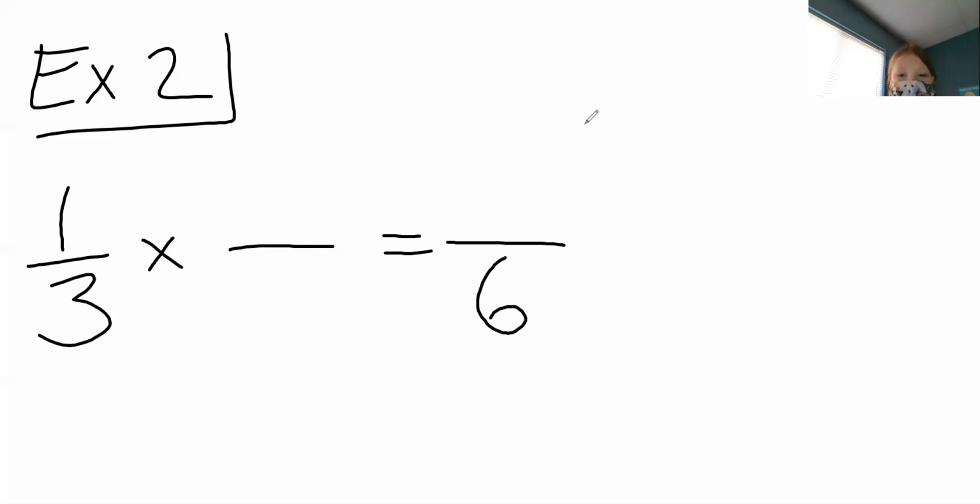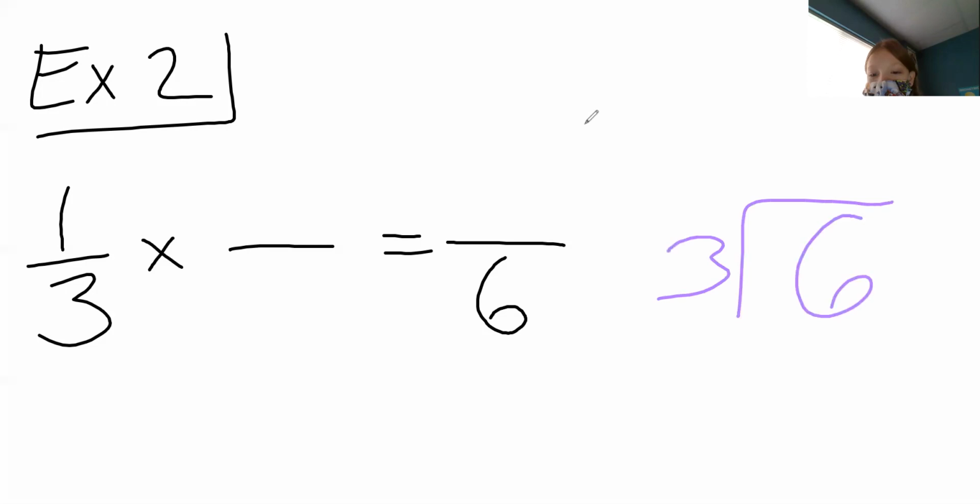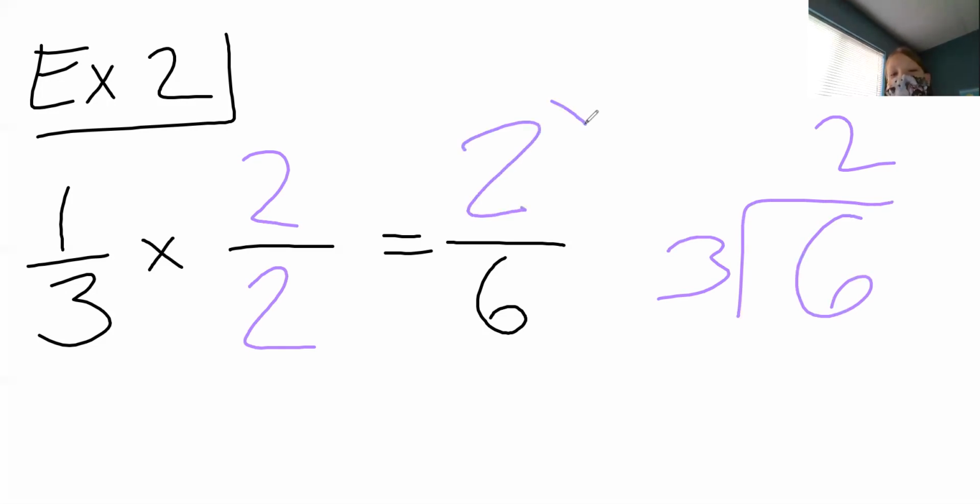Okay, so first we would do 6 divided by 3, which is 2. We know that we have to multiply this by 2. And 1 times 2 is 2. So our answer is 2/6. Yep.